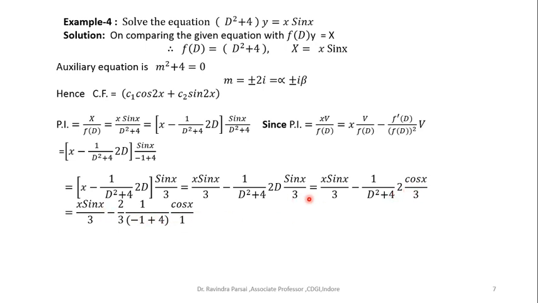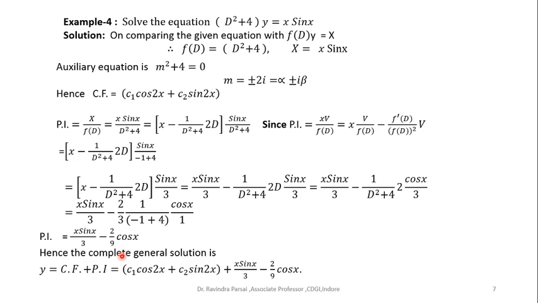Then how can you find the particular integral of cos x? The rule is the same, by putting D square as minus a square, that is minus 1 plus 4. So this gives the first term as it is, x sin x upon 3 minus 2 upon 3 times 1 upon minus 1 plus 4 of cos x. On simplification, the particular integral is x sin x upon 3 minus 2 upon 9 cos x. Hence the complete general solution of the given problem is y equal to CF plus PI, just by adding these two values, first the CF values, then the particular integral value.